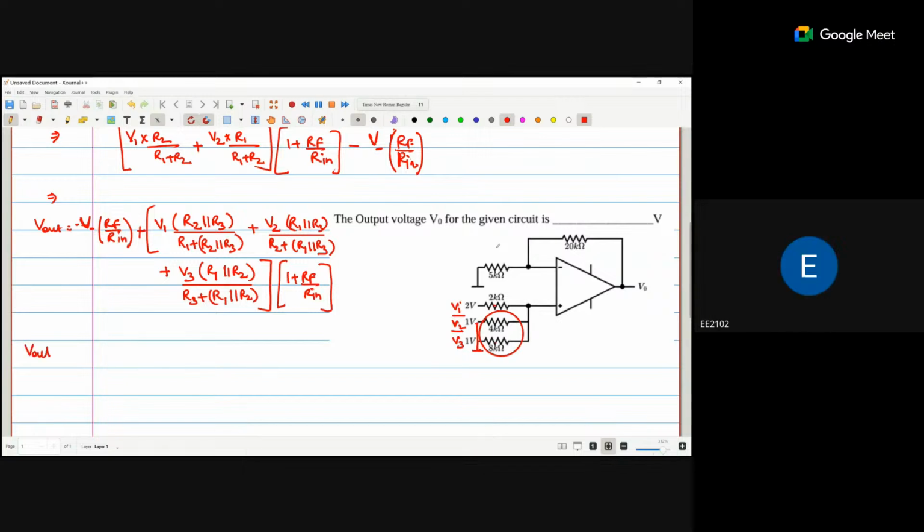So if we put in the values, V out is minus... here nothing is connected to the negative terminal, so this point is 0. 1 plus RF by Rin is what? 1 plus 20 by 5, that is 4. Now V1 is 2 volts, so 2 into the parallel combination of 4 and 8, which is 32 by 12, divided by 2 plus 32 by 12.